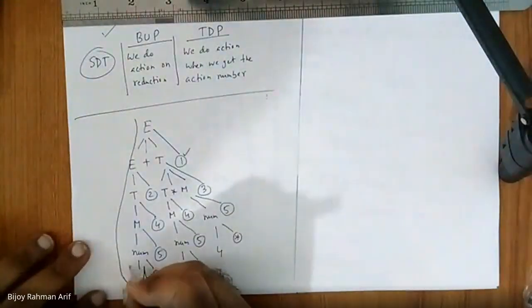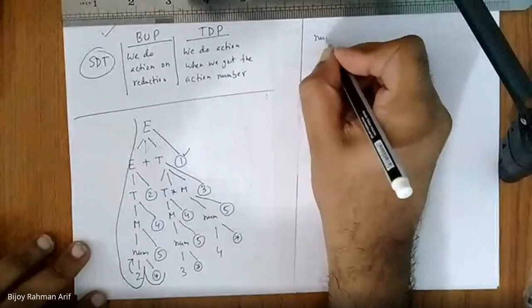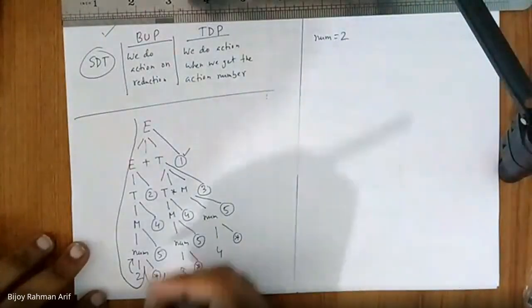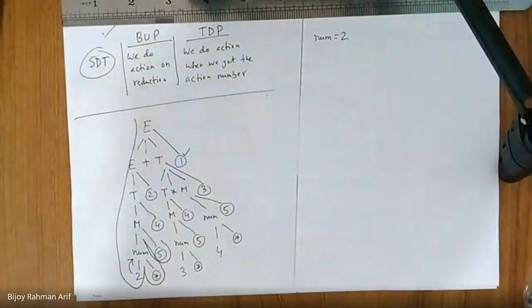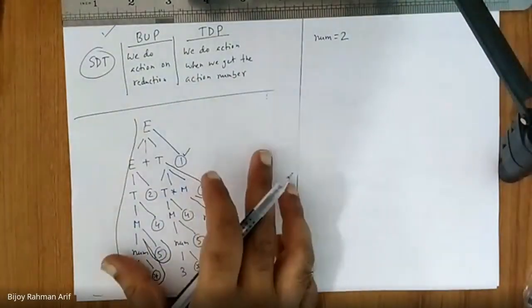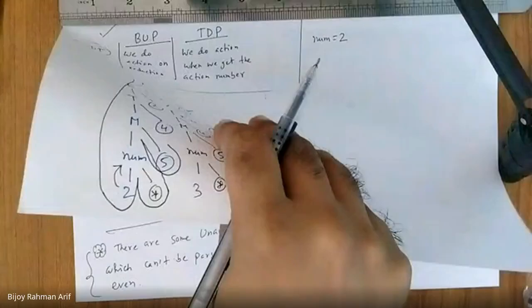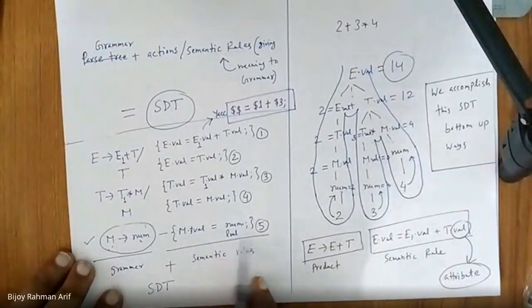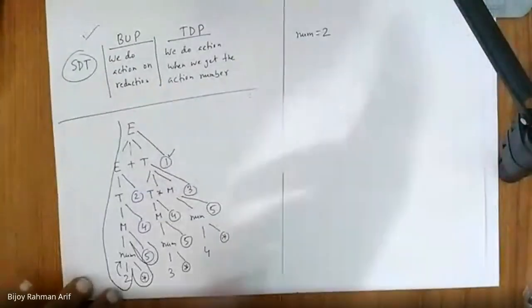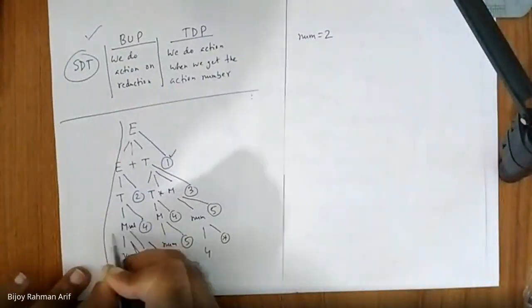This number would become 2. Then traversing again, M5. What is the action? What is the number 5 action? M.val becomes num.lval. So this M.val would become 2.